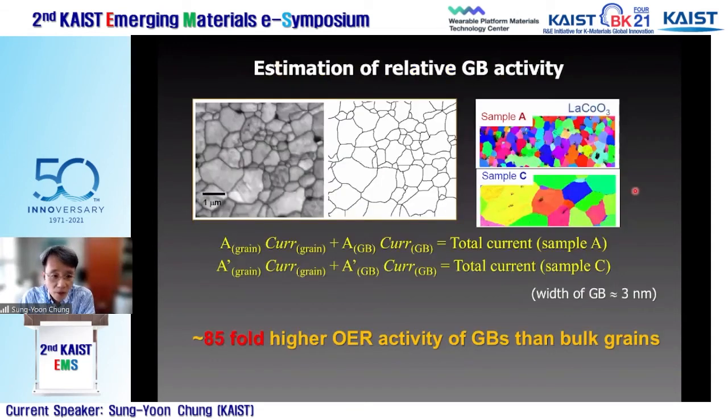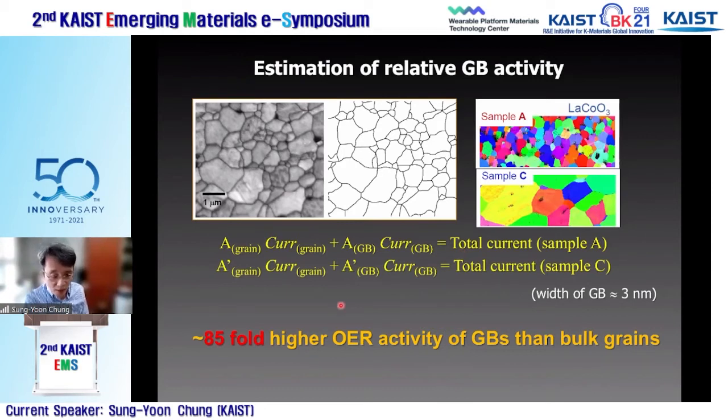We have three samples, but by using two samples and solving the simultaneous equations, we have two unknowns, the activity of the grain and the activity of the grain boundary, and two equations, so we can obtain the solution by solving the simultaneous equations.